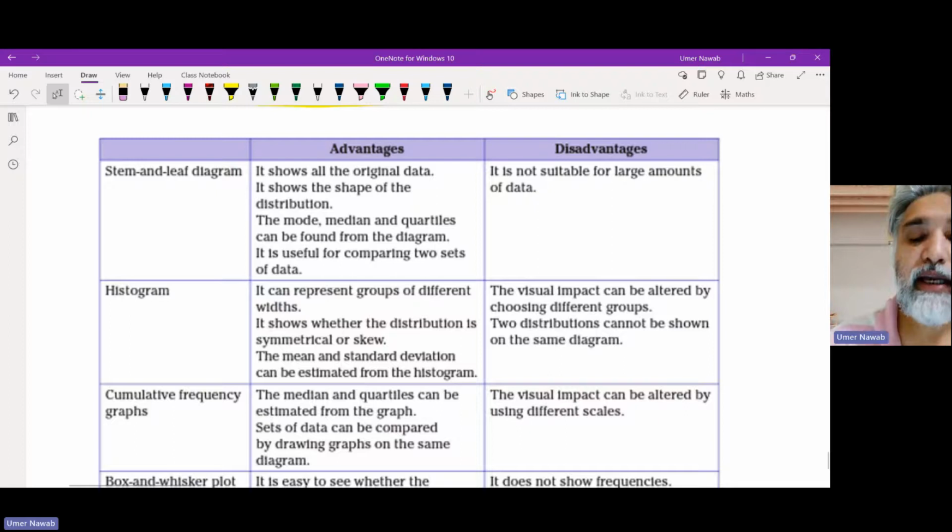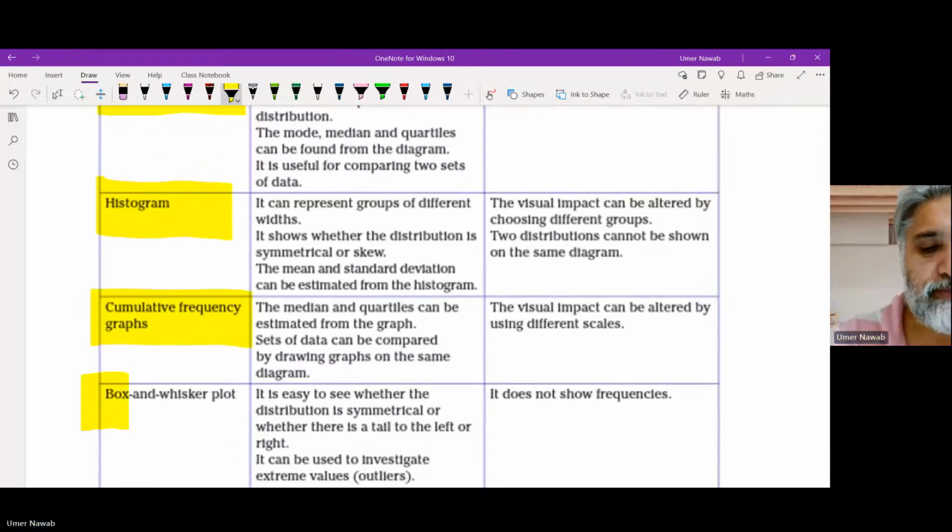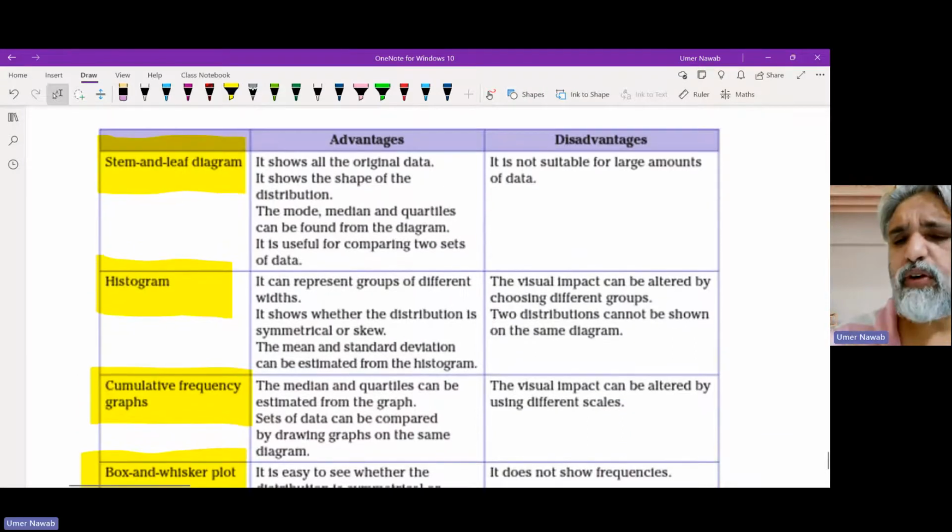Now we come to the stem and leaf diagram, guys. Very important for the final exam and for the Cambridge exams. Mostly in past papers, they ask for the advantages and disadvantages of diagrams, but it doesn't carry more than 2 marks. So guys, you need to know what the advantages and the disadvantages of these diagrams are.